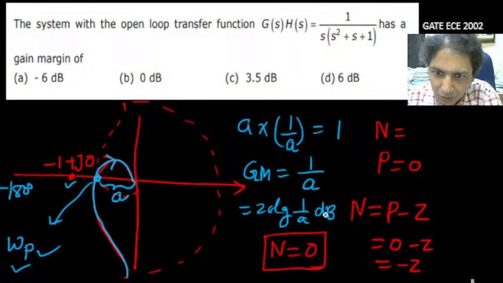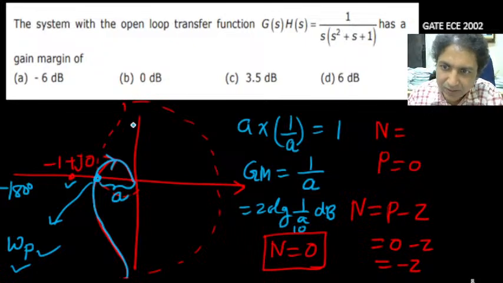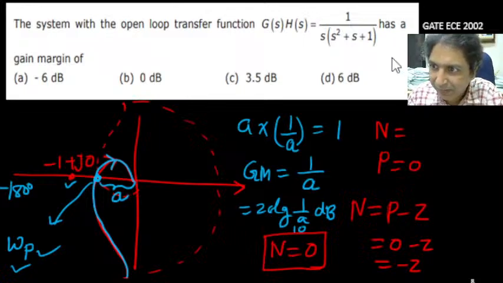Okay, if we want to convert to dB scale, we need to take 20 times log of A, base 10. The base should be 10. So this is the concept of gain margin. And what about phase margin? Phase margin is a similar thing, with just one difference.